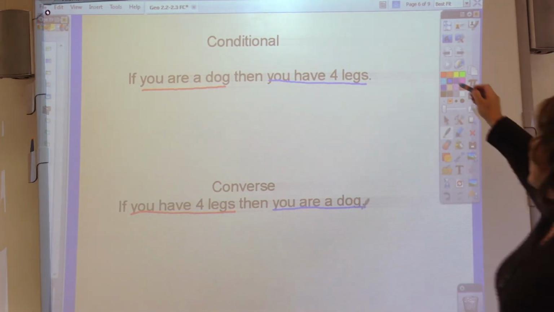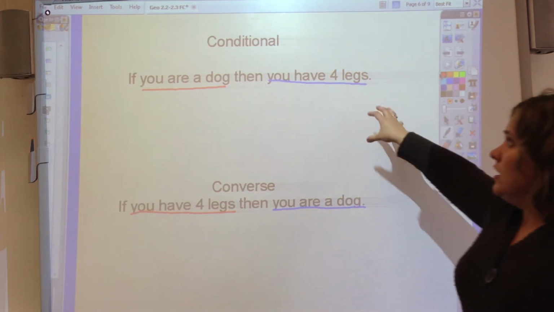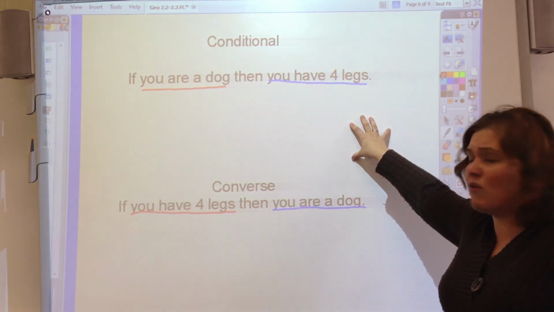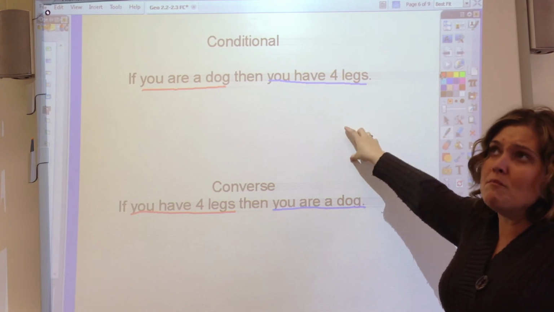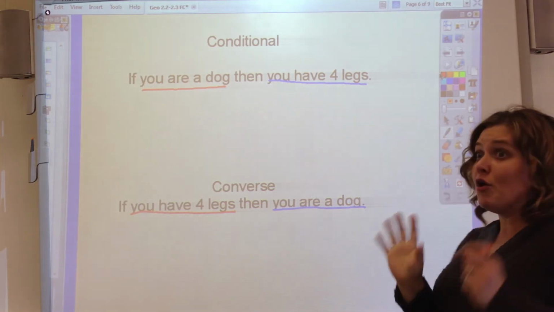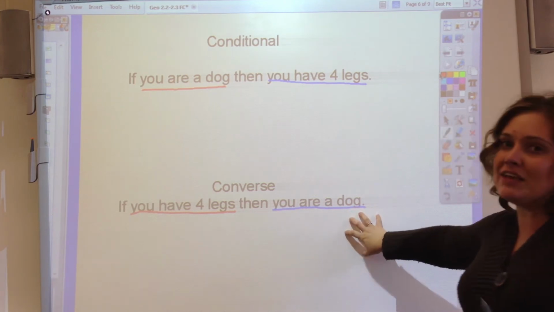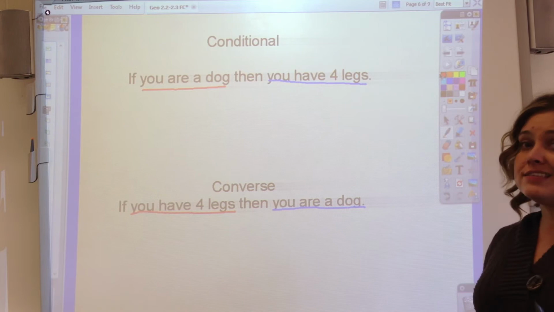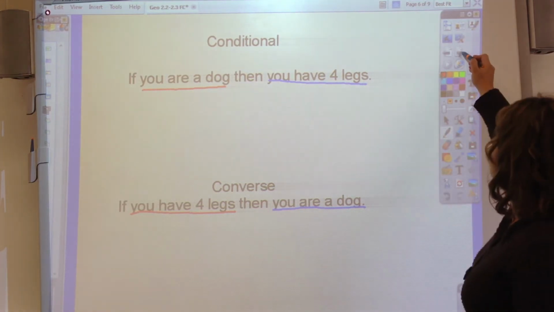Now let's think if we can find a counterexample for either one of these. I can think of a dog, sadly, that doesn't have 4 legs. So I'm going to have to say that this one's false. Most dogs have 4 legs, and hopefully they're able to keep them. I can definitely think of a counterexample for this one. If you have 4 legs, you're not necessarily a dog. You could be a lion. You could be many other things.